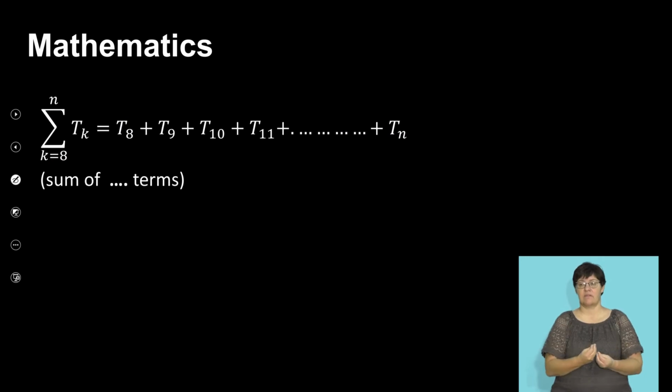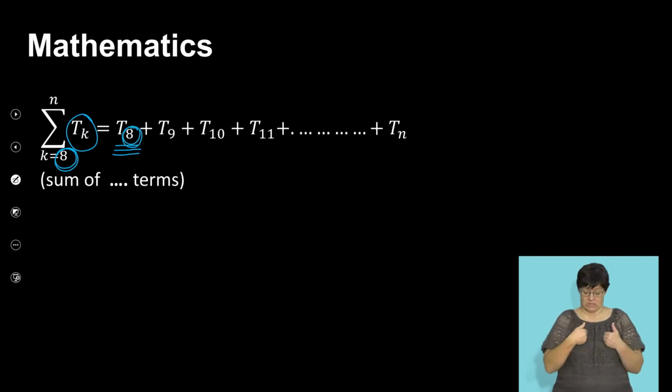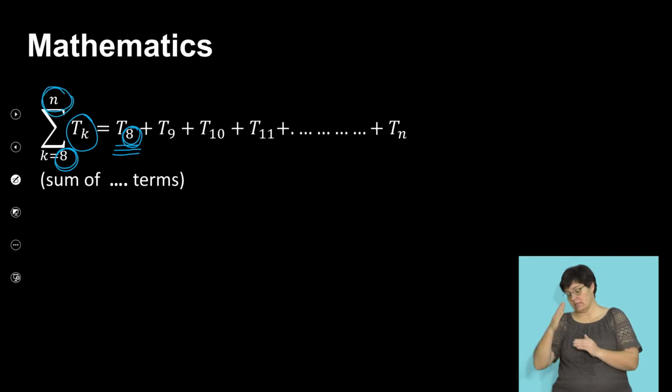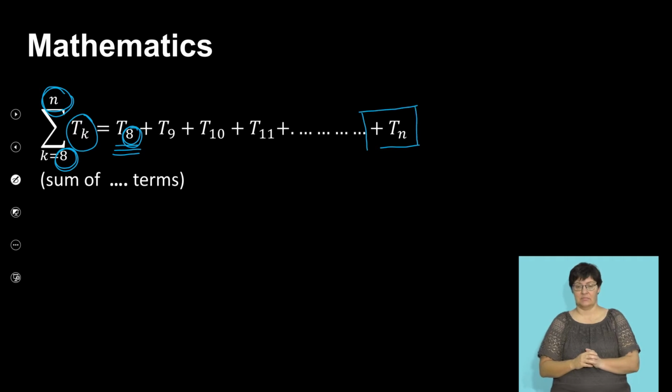We now have a sigma sum, again with Tk, but I'm starting from term 8. And we can see that k is equal to 8 at the bottom. This is indicating the first term that is involved in the sum. And the end term that is involved in this series is Tn. So the last term of the sequence is being added.